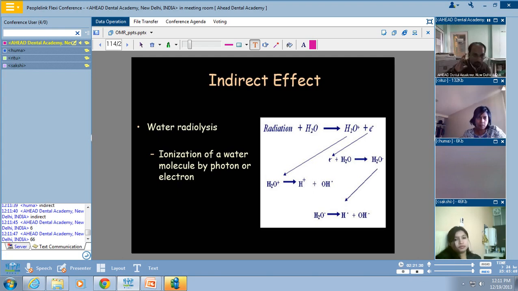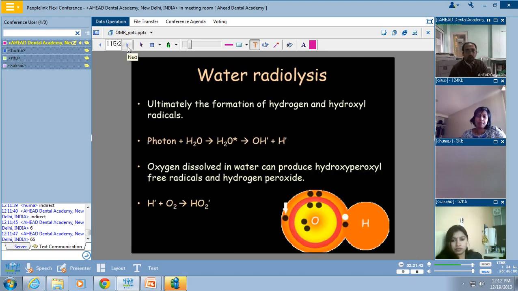As you can see, there is ionization of water leading to the formation of radicals, and ultimately these radicals cause damage of the oral mucosa. Ultimately there is a formation of hydroperoxyl radical. And remember, why are certain tumors radiosensitive and why are certain tumors radioresistant? It is only because of hydroperoxyl radical and hydrogen peroxide. Whenever there is a formation of hydrogen peroxide, it will cause damage and lead to a radiosensitive tumor.